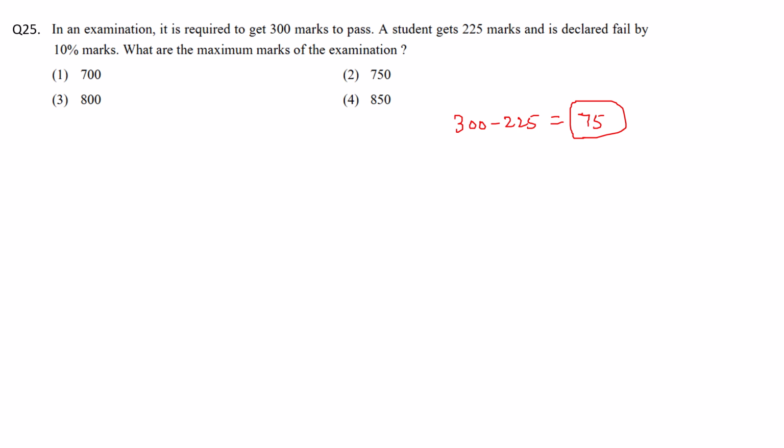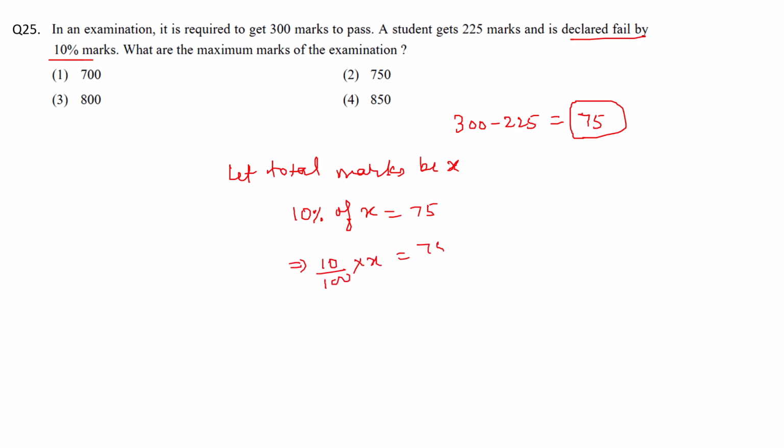And this 75 is what? He is declared fail by 10% marks. So let the total marks be x. This 75 is 10% of the total marks. So 10% of x is equal to 75. Let's solve it. So 10 by 100 into x equal to 75. Zero cancels. So the total marks will be 75 into 10, which is 750. Total marks is the same as maximum marks. Okay, now moving to next question.